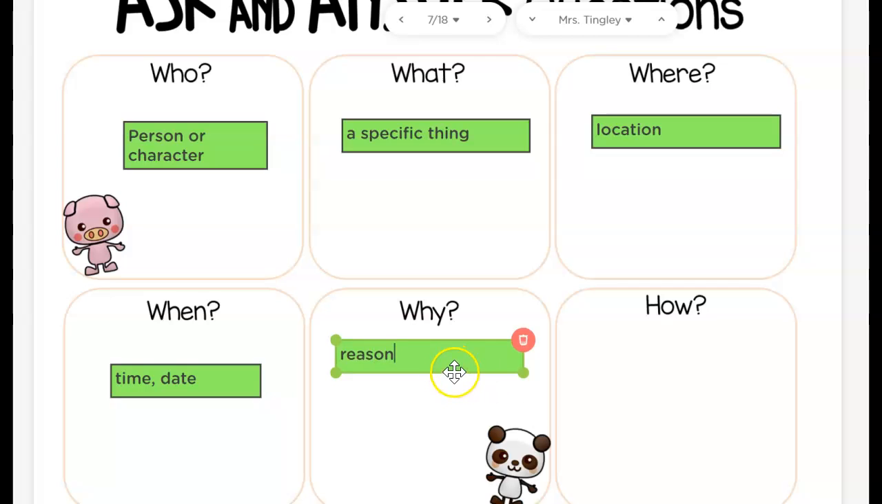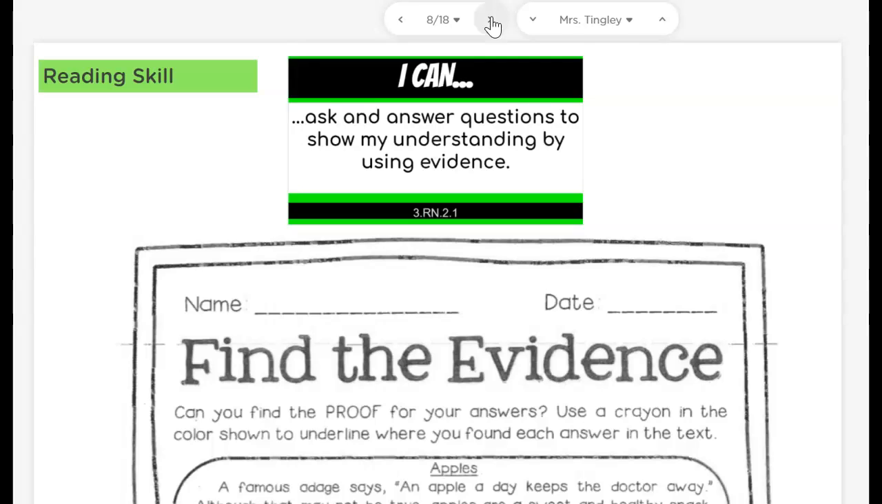Why did the chicken cross the road? I'd have to go back and find the evidence. And how? I would be giving an explanation of how something happened. You can pause the video if you need more time to write these out, and go to the next page.